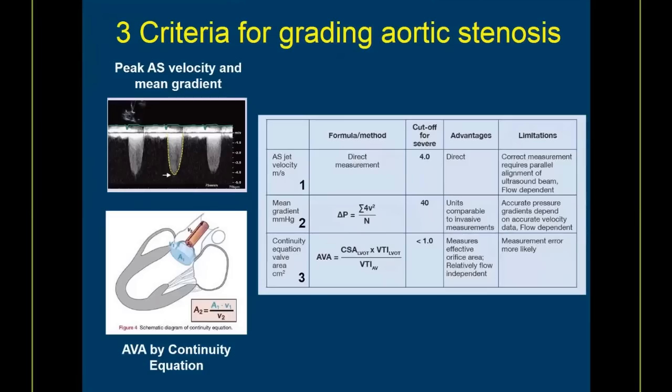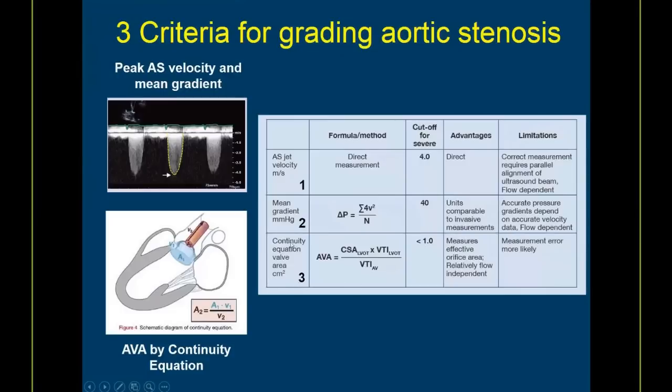So let's start with the three criteria that we use to grade aortic stenosis. We use three Doppler-derived criteria for AS. One is the peak AS velocity, or Vmax. Number two is the mean gradient, the mean transaortic gradient. And we also use the aortic valve area calculated by the continuity equation.